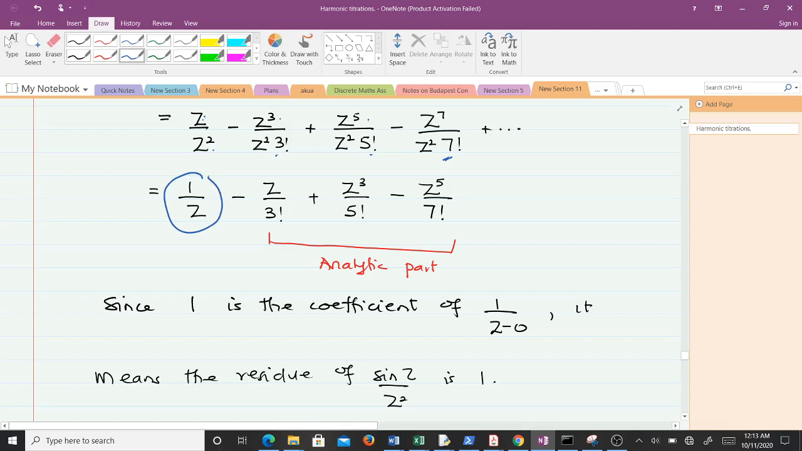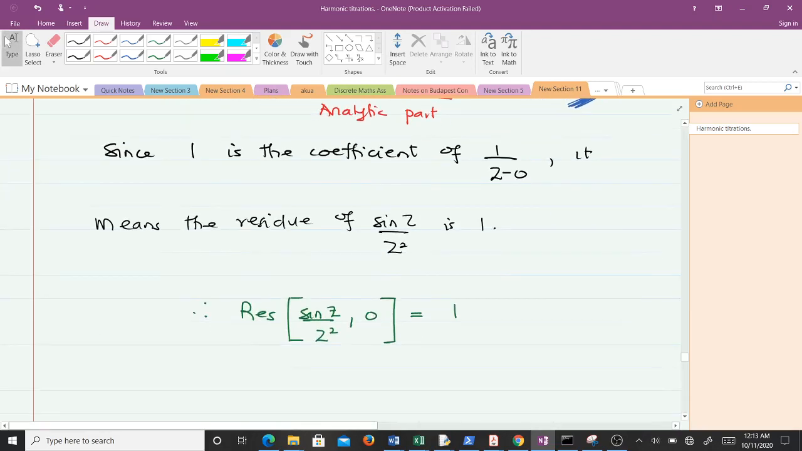So 1 here can be written as 1 times 1 over z minus 0, right? So you could see that this one here happens to be the coefficient of the first principal part. So meaning the residue of sine z over z squared at 0 is 1. So from the first rule, that's how we can find the residue of a complex function. Okay, so we first find the Laurent expansion, then the coefficient of 1 over z minus z naught becomes the residue.